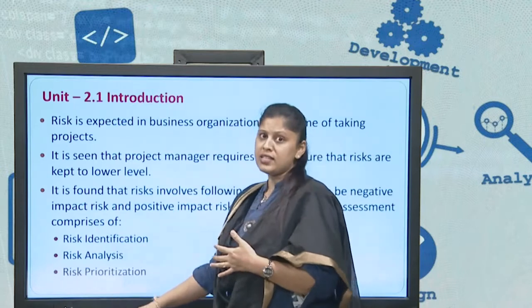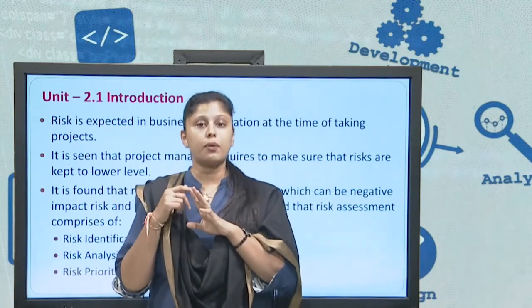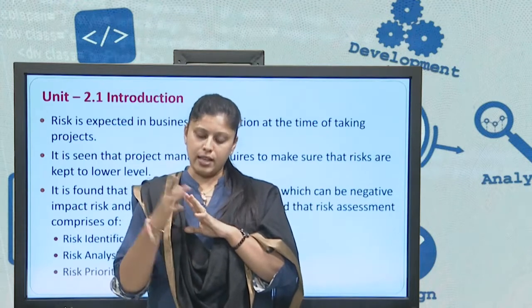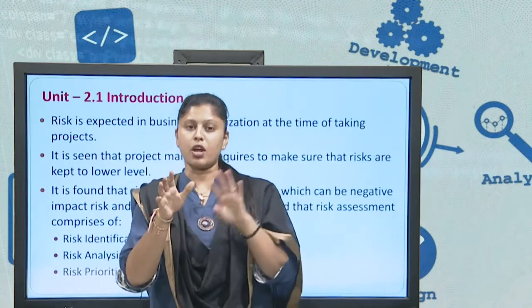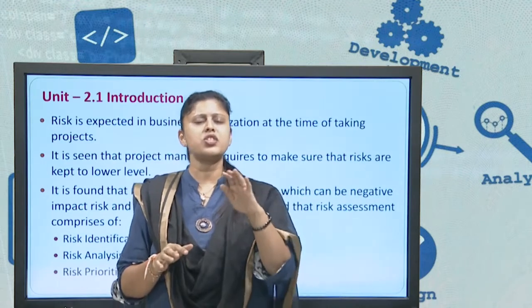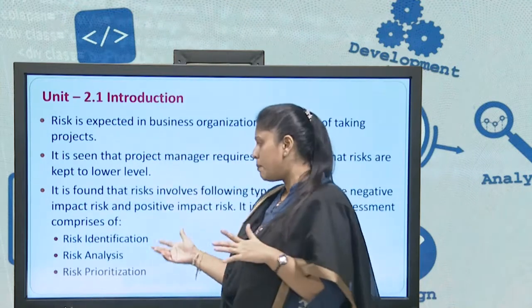You then have to see the risk prioritization. If you find that there are three risks associated with your software planning, then out of those three risks, which is to be focused on first? Of course, you will focus on the risk which is at a high level. So the prioritization of risk comes into the picture.